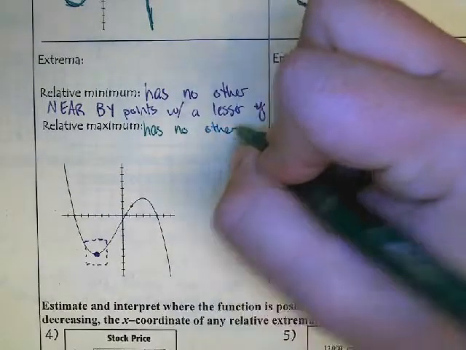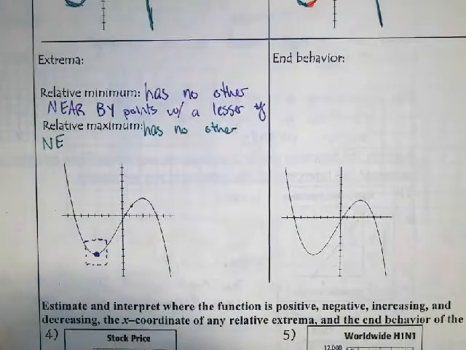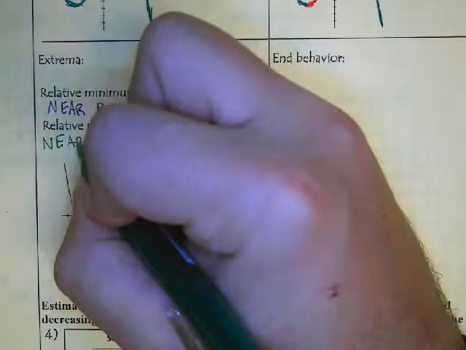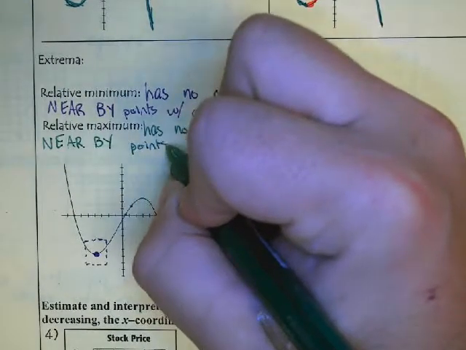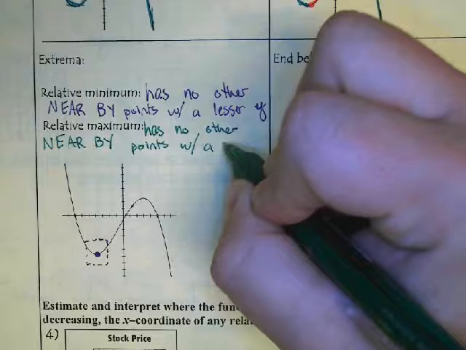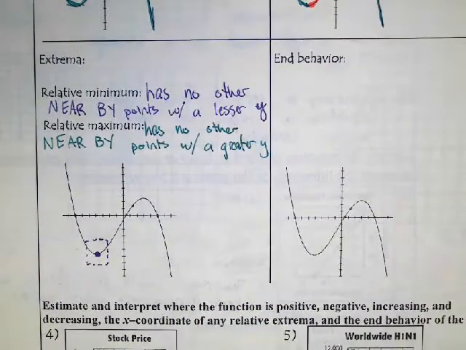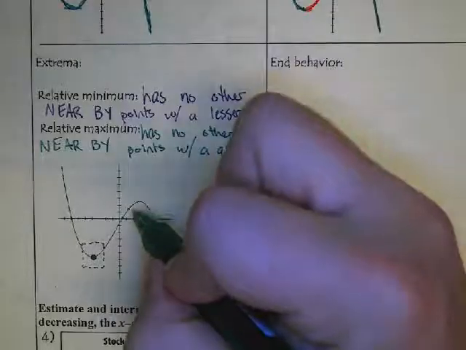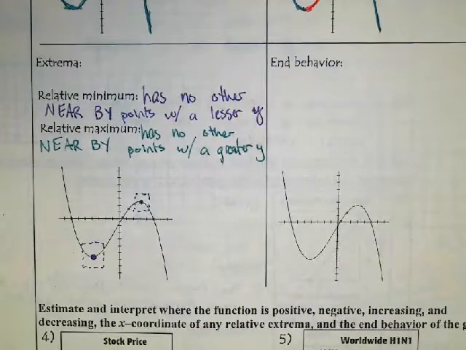Has no other nearby points with a greater y. So if I look in this area right here, I'll see that the greatest y is right there.